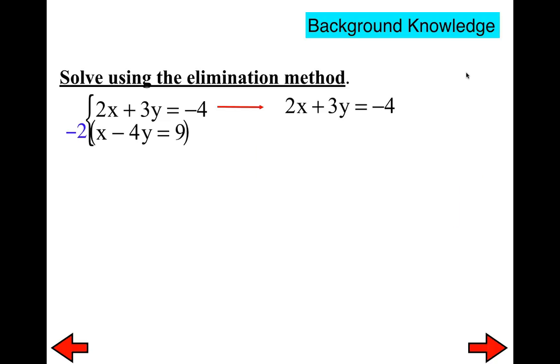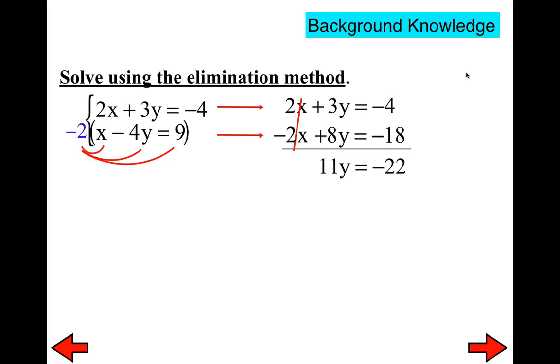However, the second equation, since we're multiplying the entire thing by -2, will become -2x. Here, -2 times -4 is positive 8y. -2 times positive 9 is -18. Now we have a new equation, so we're going to go ahead and eliminate the x's, leaving us with 11y equals -22. Divide both sides by 11 and y equals -2.